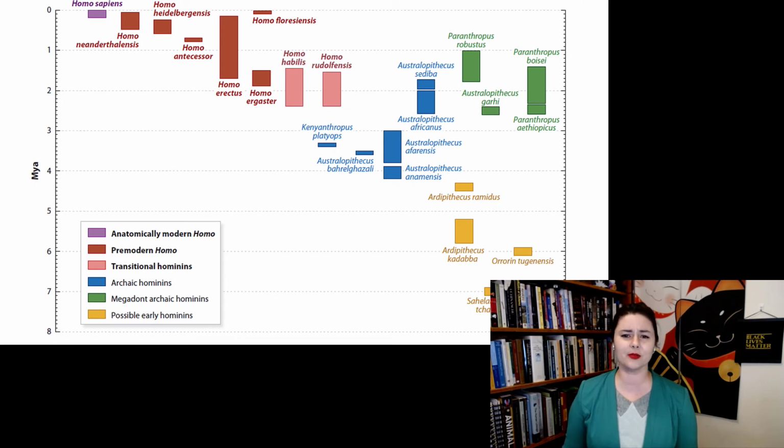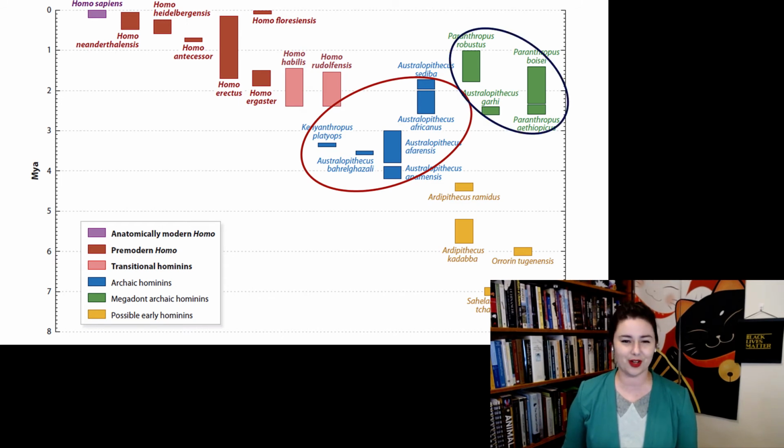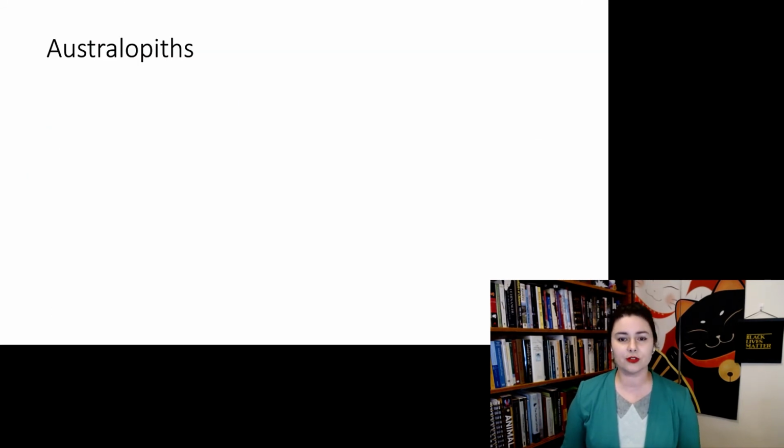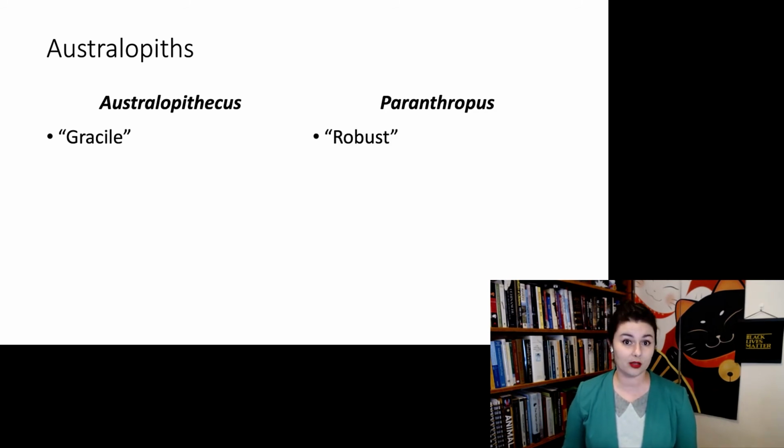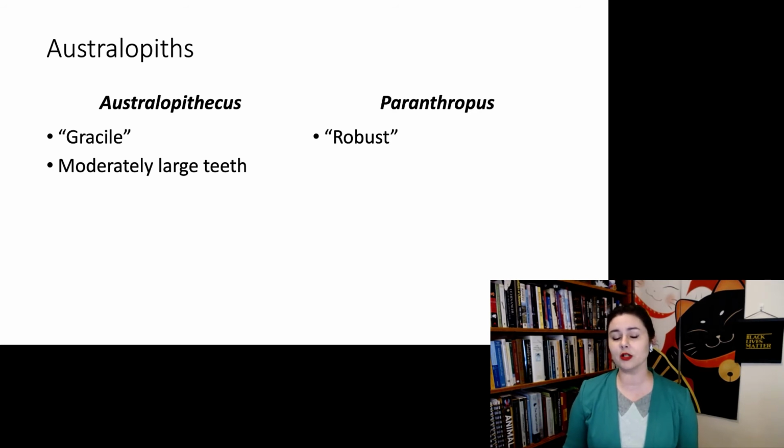But let's talk about some of our species here. We have two main groups of Australopiths. We have genus Australopithecus and then genus Paranthropus. So let's talk about some of their differences. In general, Australopithecus tends to be gracile, and Paranthropus is very robust. Australopithecus has fairly large teeth, but they're moderately large. Paranthropus, on the other hand, those are some big honkin' chompers. Very, very large teeth.